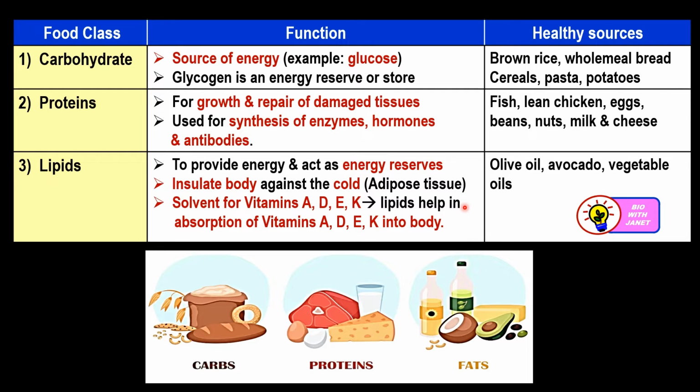So lipids are important because they are solvents for vitamins A, D, E, K. So they help in the absorption. They help to dissolve these vitamins and then help in the absorption of vitamins A, D, E, K into the body. That's why we need to have lipids in our diet. The healthy sources of all these food classes will be discussed again later on.